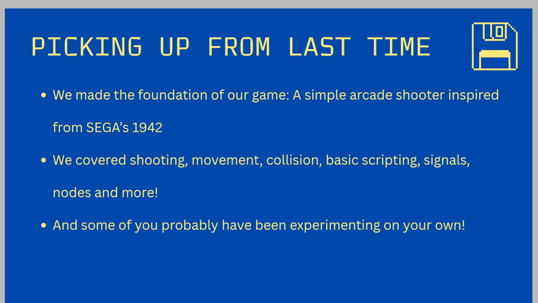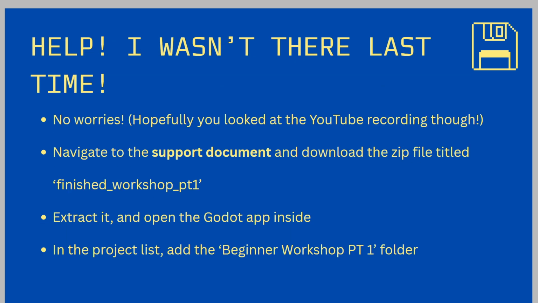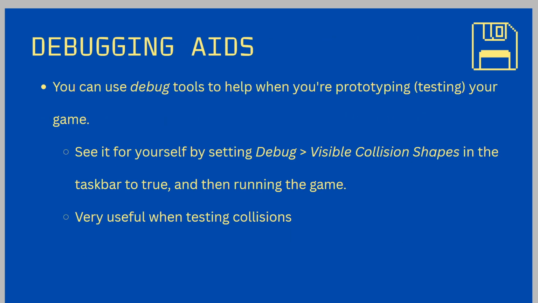Last time we made a shooting spaceship game similar to an existing game called 1942 by Sega. In that workshop, we did shooting, movement, collision, scripting, signals, and other stuff like that. If you weren't there in the last workshop, there is a YouTube link of the entire thing, so you can watch that on your own time. Hopefully, most of you have been experimenting, adding your own little features here and there. Again, if you weren't here last time, this is a zip file.